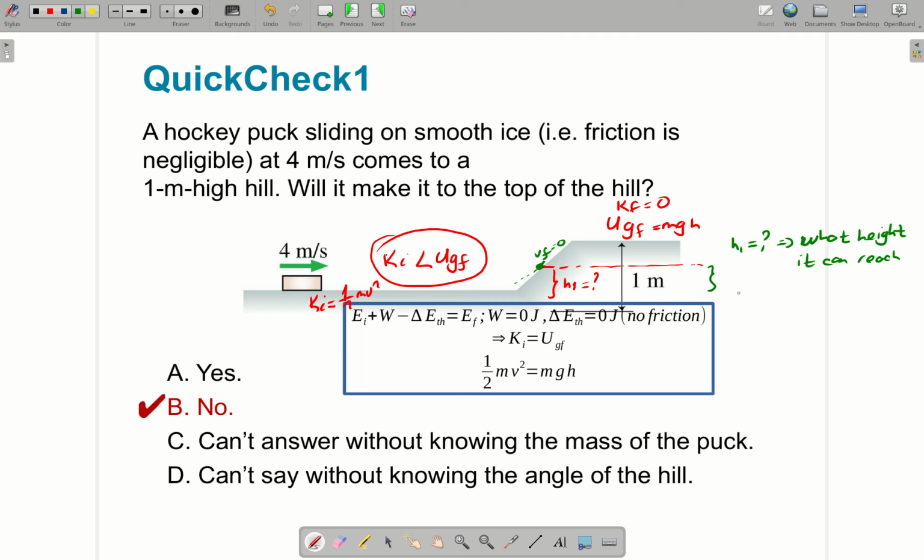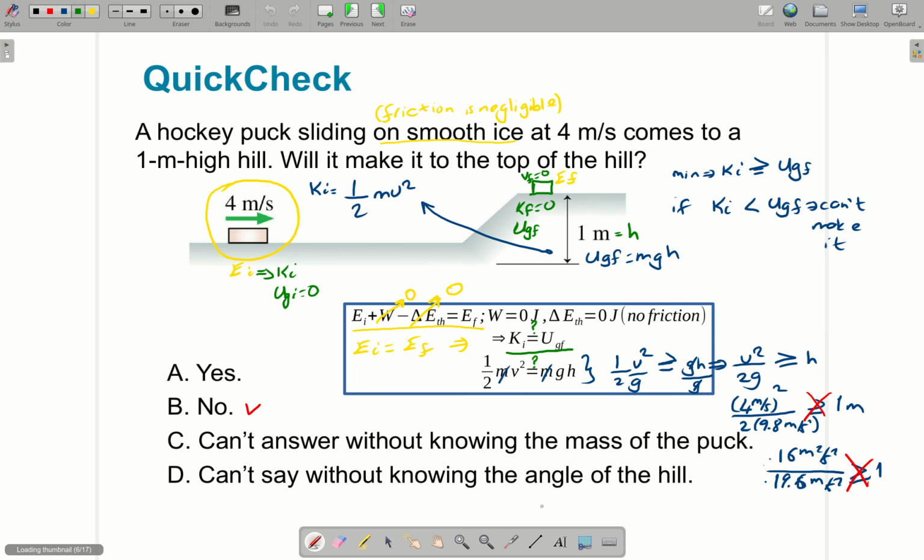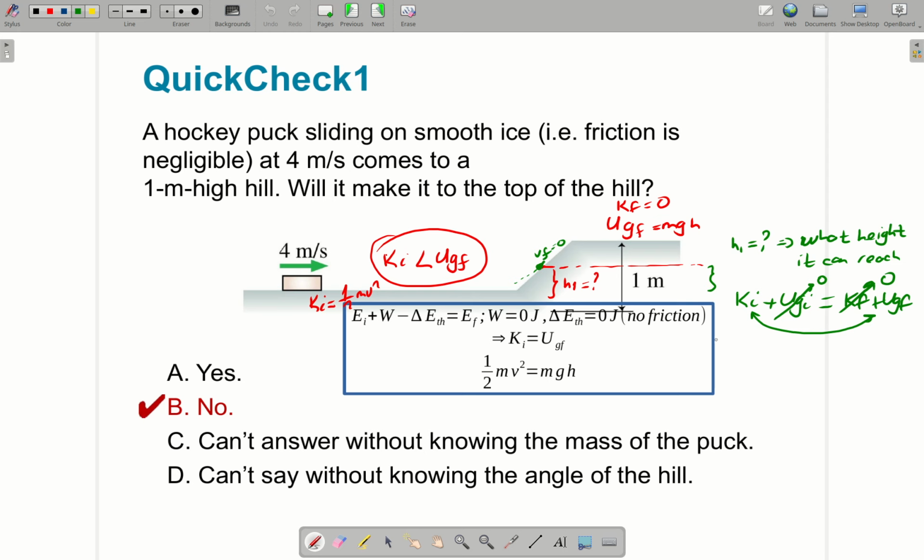When it can reach a height, you'll say kinetic energy initial plus U gravity initial, that guy is 0, is equal to kinetic energy final plus U gravity final. When it reaches a point and stops, final kinetic energy is 0. So you'll use this to calculate the height, right? Go ahead and calculate that. It's actually done here. I didn't get the number. But what is the minimum height it can reach? Calculate and ask me about it.